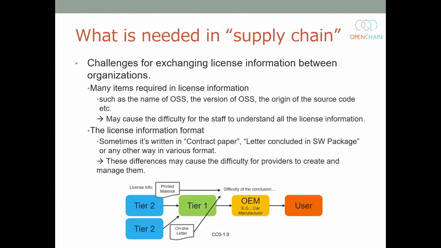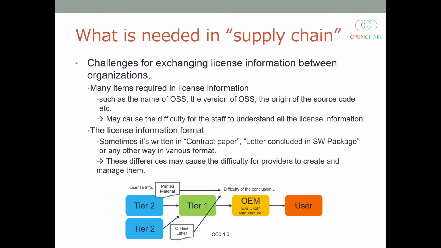However, in the current situation in the supply chain, many challenges exist for exchanging license information between the organizations. For example, many items are required in the license information, such as the name of the open source software, the version of the original source code, etc. And sometimes some part of those open source software might be integrated with the proprietary software.